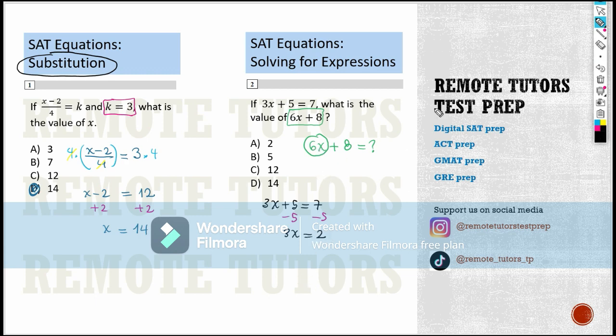And then remember that we need to find the value of 6x. For that reason, I will multiply both sides by 2. So 6x gives 4. And then I will replace that here. The value of 6x is 4. And 4 plus 8 gives 12, which is choice C.